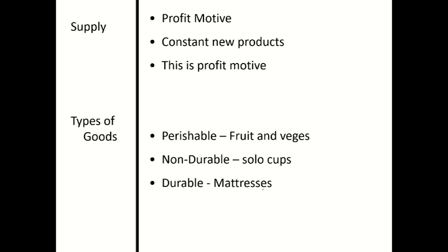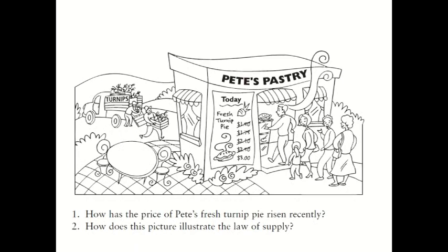So if you take a look at Pete's, how has the price of Pete's fresh turnip pie risen recently? And you can see that it has gone up. And then the law of supply is here's all the turnips coming in, here's a long line of people, and turnips are gross, so I think that's what they're going for. But apparently people love turnip pie. They're completely disgusting. All right.